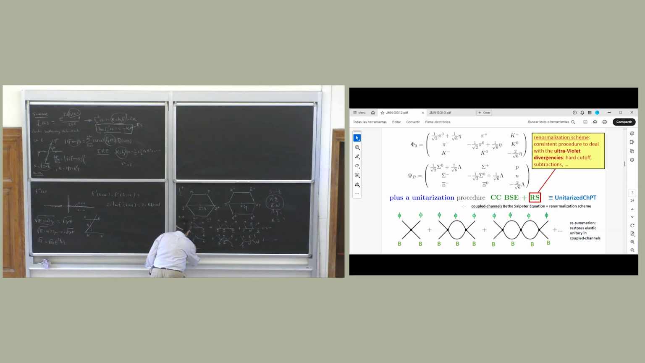T22 will be K bar N to K bar N, but then it will mix with another channel, K bar N, then here you have pi sigma, and K bar N, etc., right? So you understand that you have to solve this matrix equation. That's the meaning of the coupled channel approach. So it's a little bit more complicated.